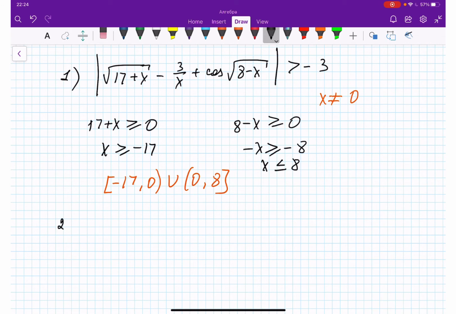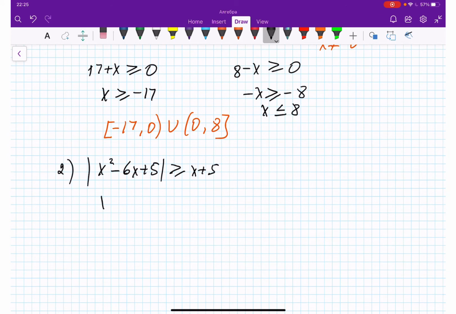Next, the absolute value of x squared minus 6x plus 5 is greater or equal to x plus 5. Okay, here we have x squared minus 6x plus 5 greater or equal to x plus 5, right? This will be gone, and x squared minus 6x minus x is greater or equal to 0.